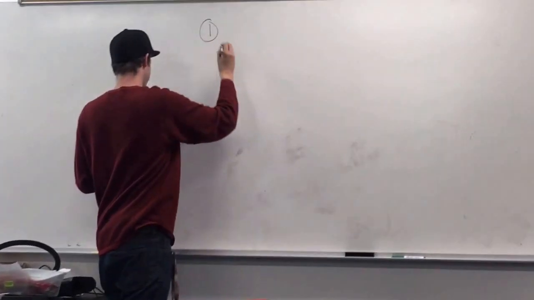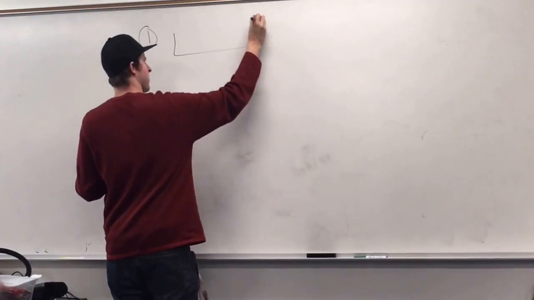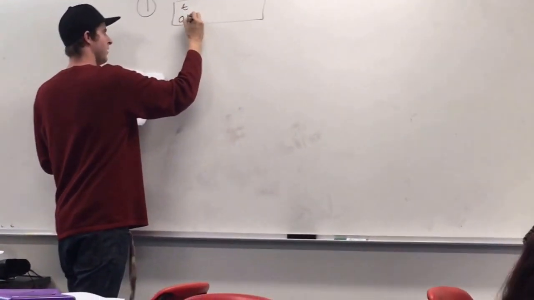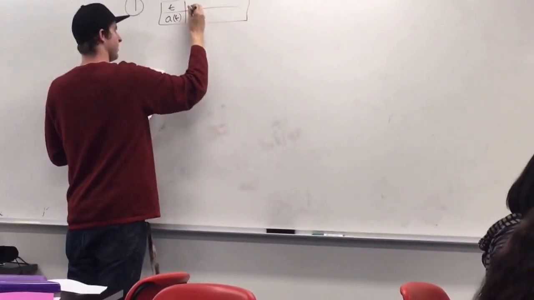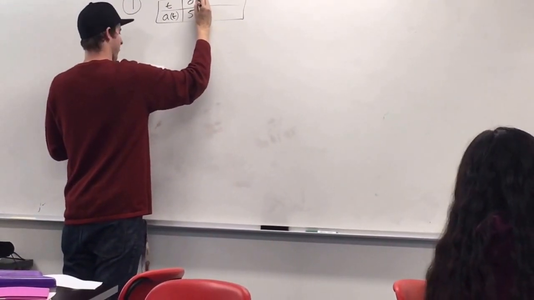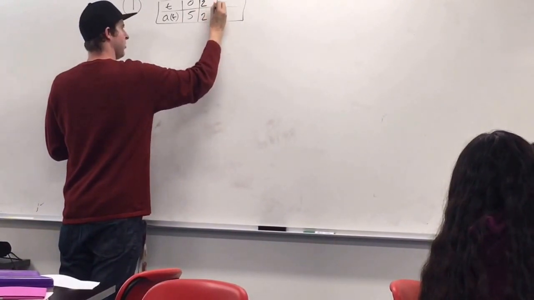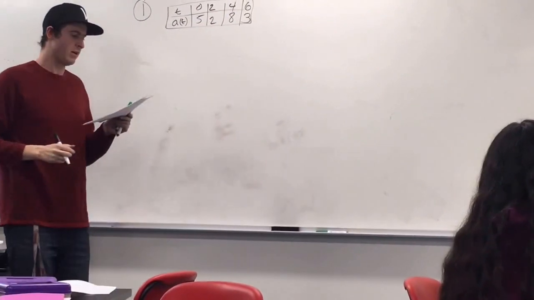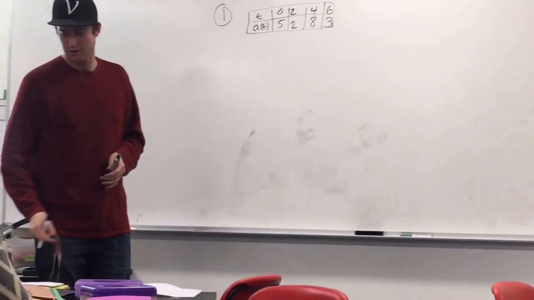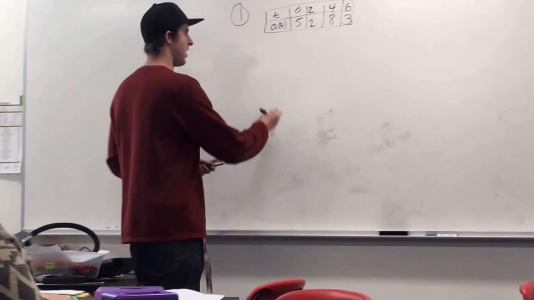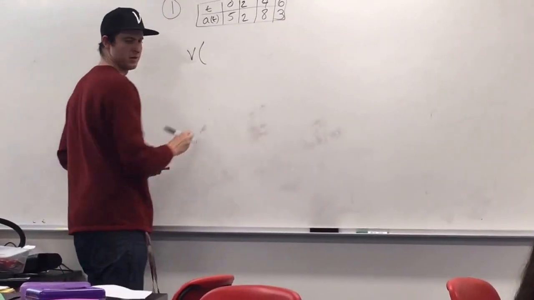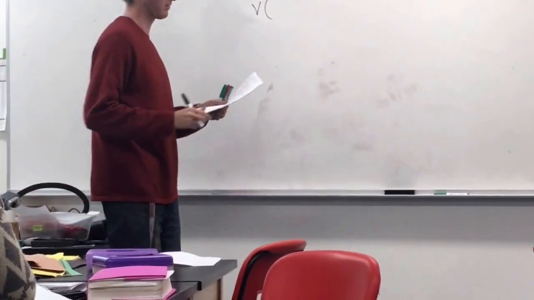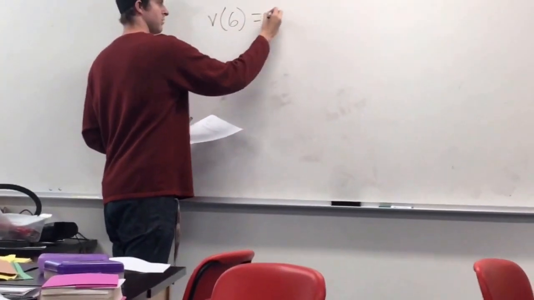So number 1 was the one with the table and the Riemann sums. So it's t and a of t, and it's 0, 5, 2, 4, 8, 6, and 3. And so it says that we want to know the velocity of this at time 6. So we want to know what is v of 6.